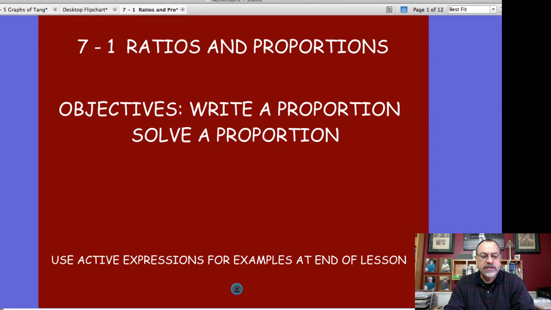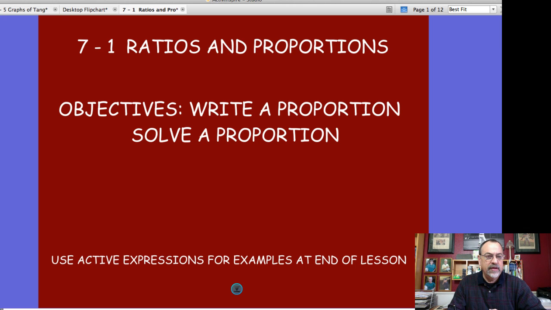Geometry Chapter 7, Lesson 1. Now that we've looked at ratios and proportions, and we know a property of proportions, the fact that the product of the extremes is equal to the product of the means, let's apply that to some proportions and see how that can help us solve for missing values in the proportion.